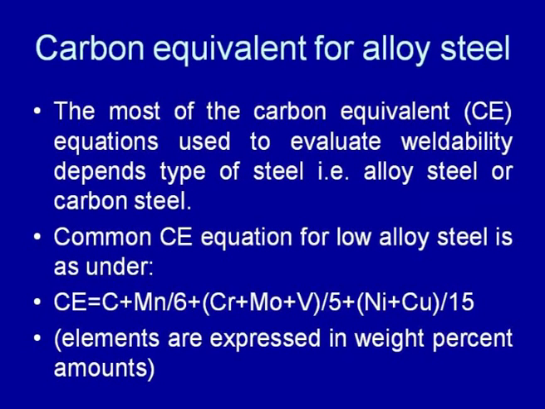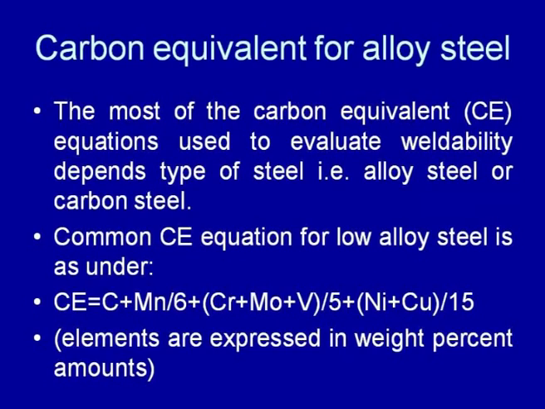For example, for the common low alloy steels, the carbon equivalent equation is this: CE is equal to C plus Mn by 6 plus (Cr, Mo and V, that is vanadium) divided by 5 plus (Ni, nickel, plus Cu, copper) divided by 15. So, here all these symbols indicate the weight percentage of those elements which are there in the steel.